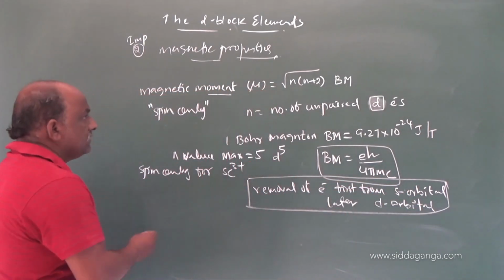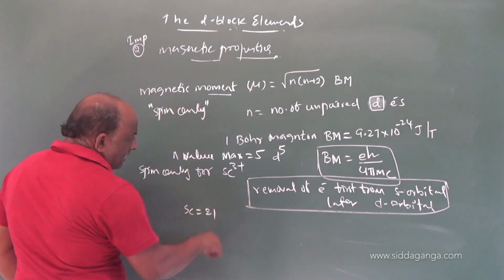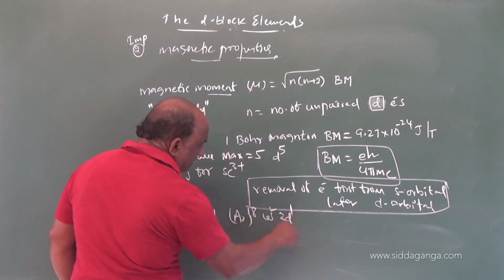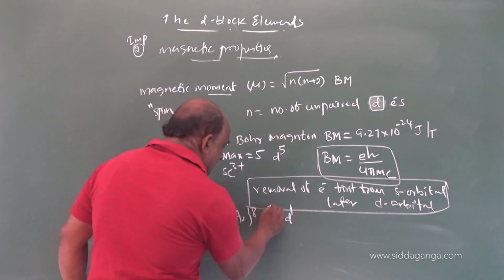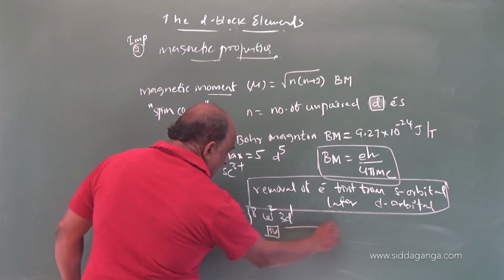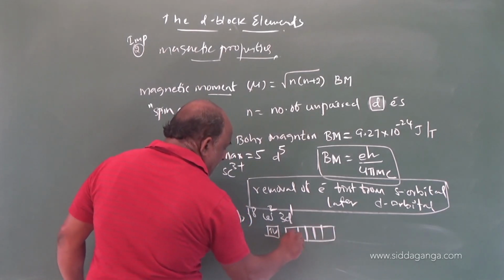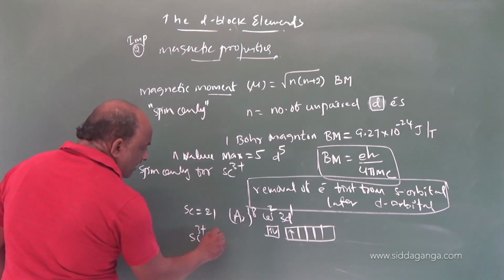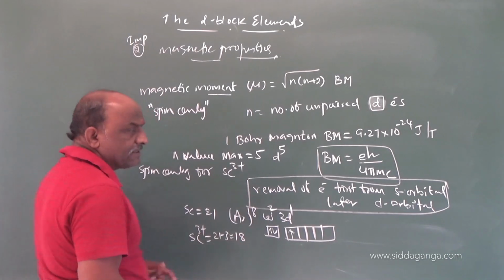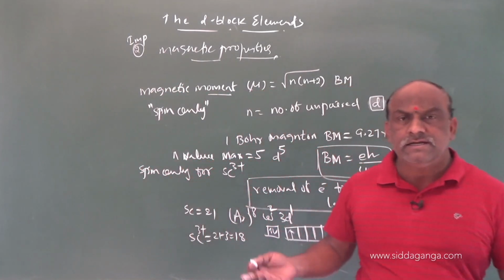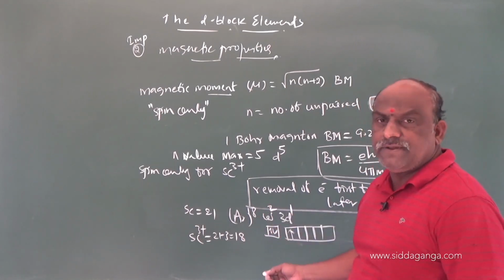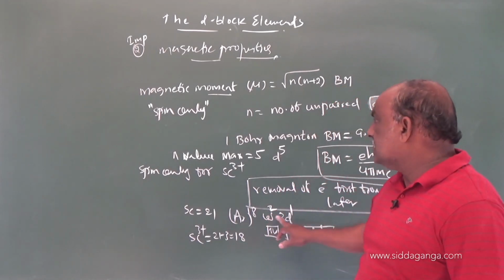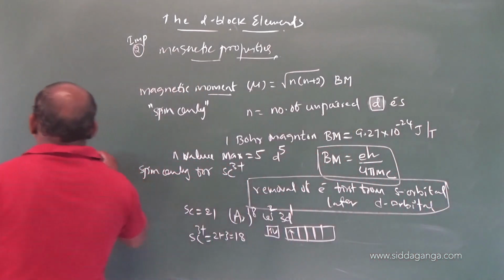So scandium 3 plus. What is scandium? Atomic number 21. Already we know argon is 18. After that 4s2, and then 3d1. So the 4s orbital has 2 electrons and the 3d orbital has 1 electron. We require scandium 3 plus, so we remove 3 electrons: 21 minus 3 is 18 electrons. The configuration of scandium 3 plus is argon 18 only, that is argon 18 4s0 3d0.